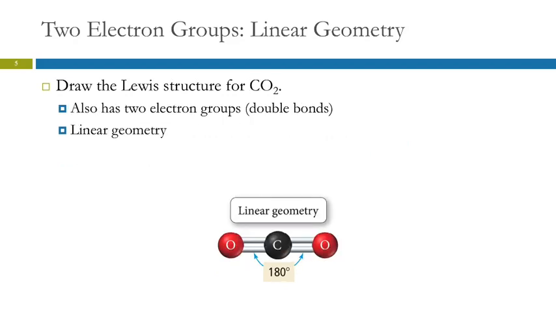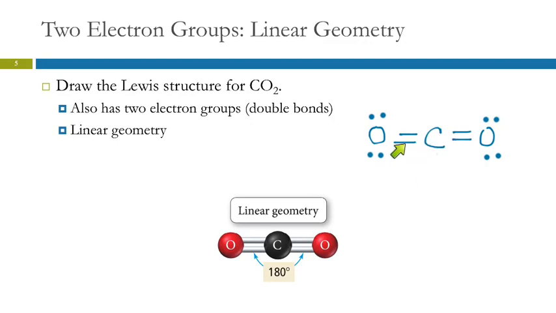Let's look at CO2. So if we look at CO2, again, we need to look at the Lewis structure because lone pairs on the central atom are going to be a fairly big deal. For CO2, there are no lone pairs on the central atom.